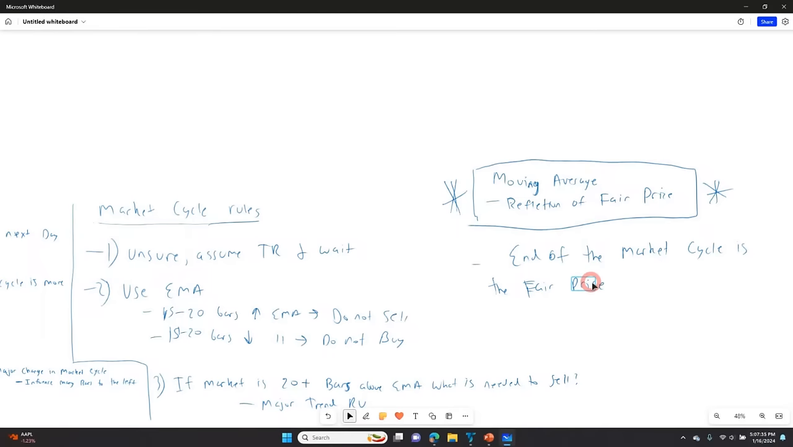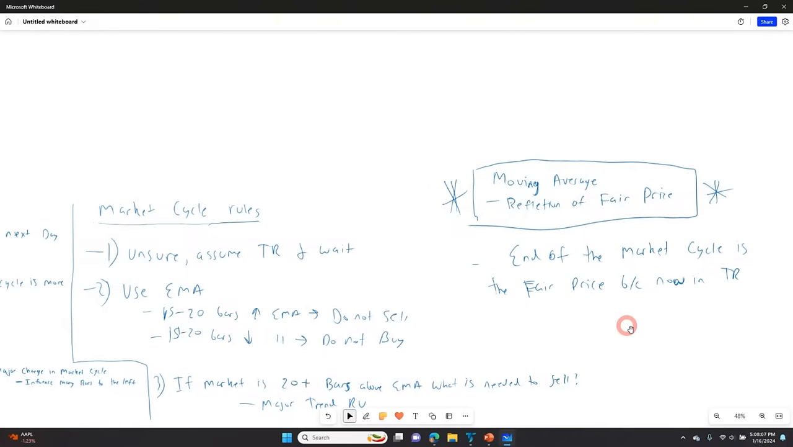The reason is actually pretty simple. Who can tell me? How is the end of the market cycle the fair price? Let's say I'm going to give it 10 seconds, see if anyone can answer it. It's in a trading range. Exactly. Because the market is now in a trading range.